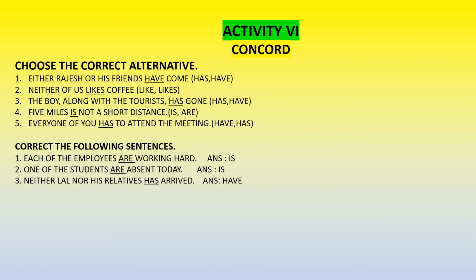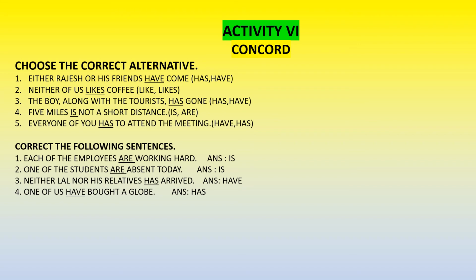Neither Lal nor his relatives. I told you neither-nor, either-or are compound conjunctions. So neither Lal, Lal is one part of the subject, nor his relatives. So two elements of the subject, Lal and his relatives. So we will consider the last element as the subject. Lal is not the subject. His relatives, relatives is plural. So has arrived, no, have arrived. Neither Lal nor his relatives have arrived because the subject is his relatives. Relatives is plural.